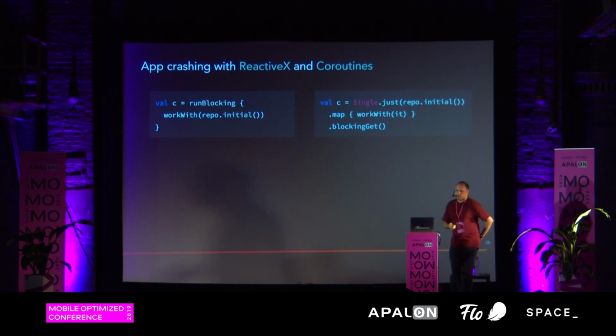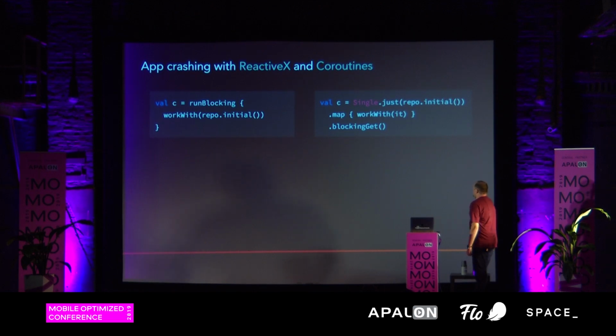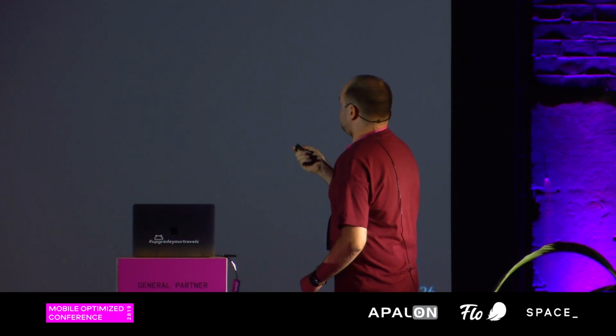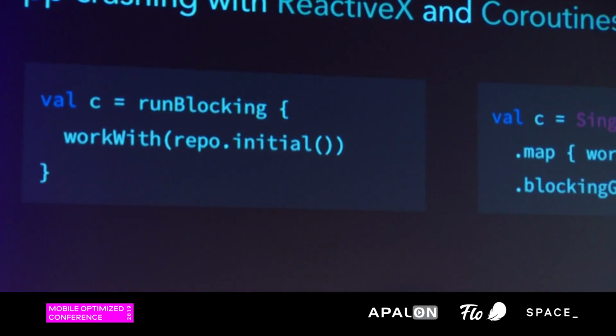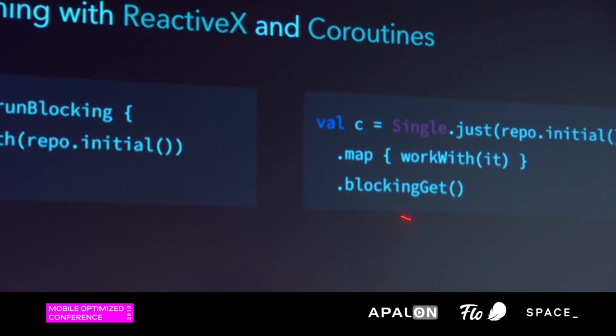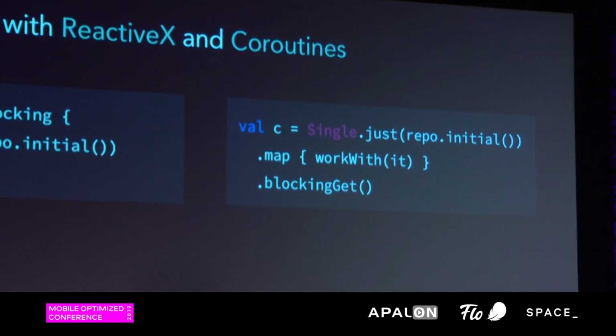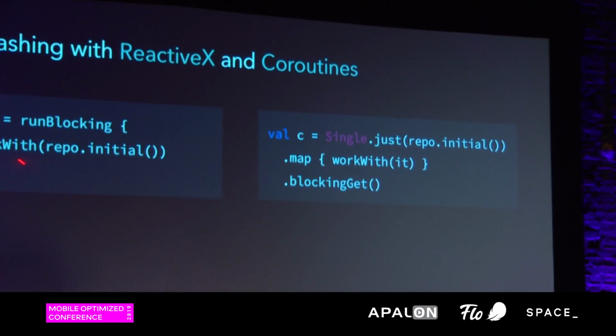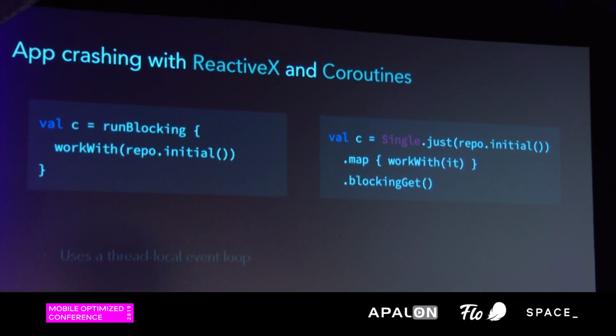Why does it crash, even though I have a default exception handler? To compare to Rx, I'm focusing a bit more on coroutines because Rx has been there for a long while. But to compare with Rx, this is what you would do to get the same behavior. With coroutines, it looks smaller, but essentially you get the same thing.